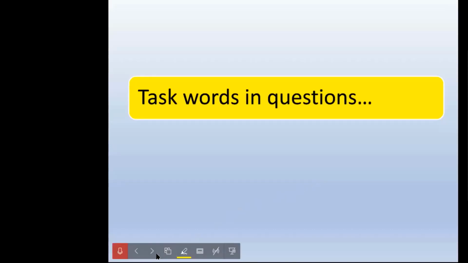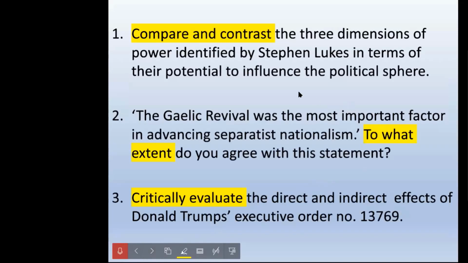So now what I want to do is look at task words and questions. And we've discussed two of them. So, compare and contrast the 3 dimensions of power identified by Stephen Lukes in terms of their potential to influence this political sphere. So I've picked out the task words first here. So you've got compare and contrast, which we know is similarities and differences.